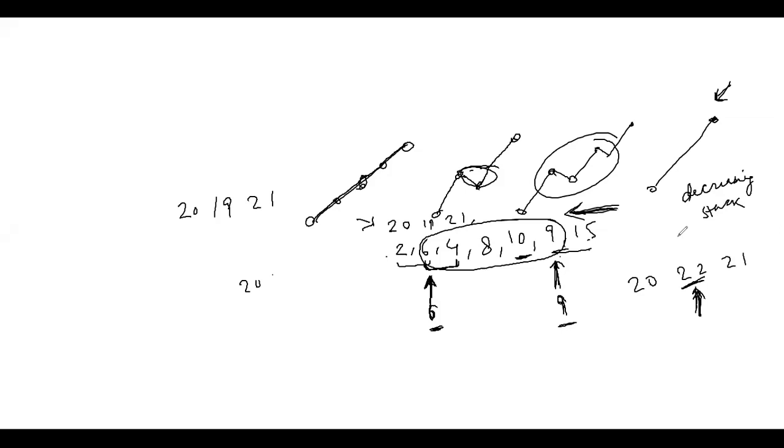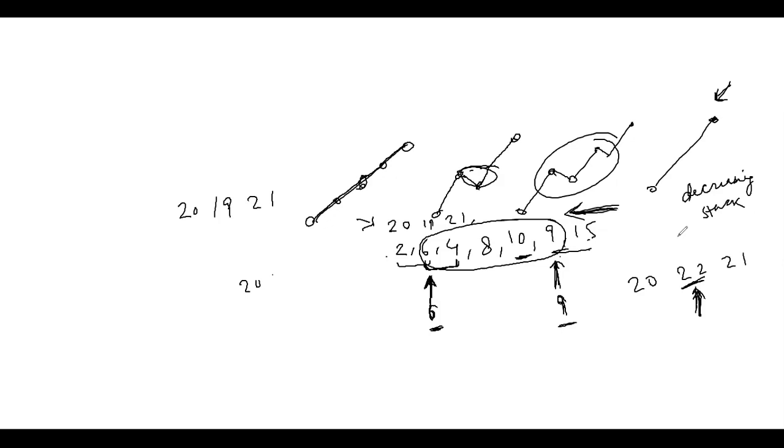Okay, so if we go from left to right we will figure out 22, and if we go from right to left we will figure out 9. Definitely 22 and 9 are not the correct answers. So you will not stop there itself. You will continue popping out values.